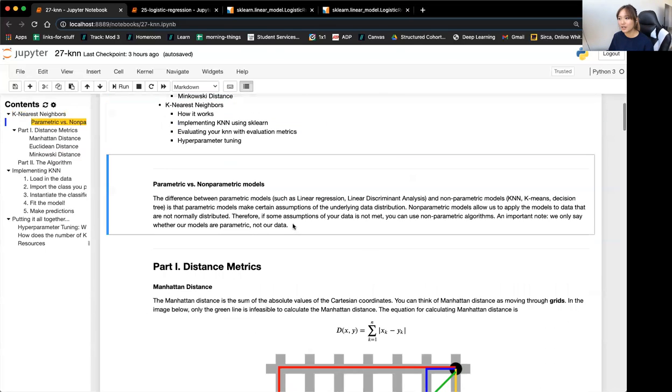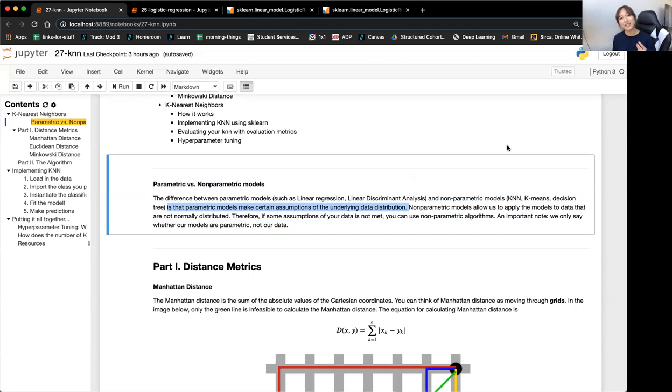As a really quick primer, this might be something you come across in more technical reading: the idea of what a parametric model is. Parametric models are actually the models that we've talked about so far. Linear regression is a parametric model, and logistic regression is also a parametric model. A parametric model is basically a model that makes certain assumptions about your underlying data. Parametric models make some assumptions about your underlying data distribution.